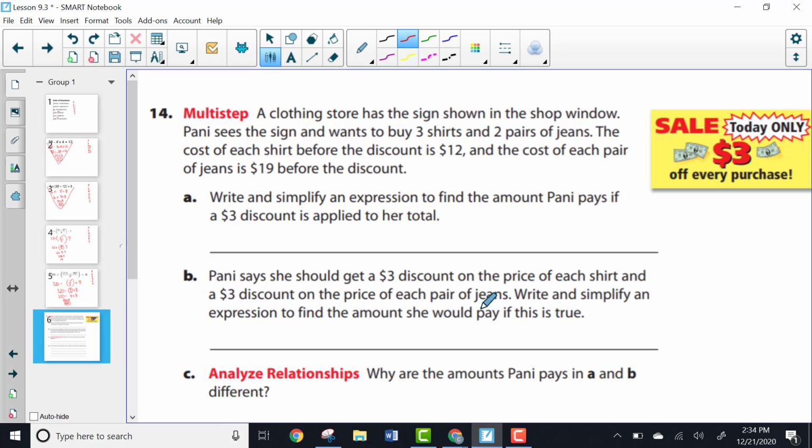Okay, so what we can see here is that we know that she wants to buy 3 shirts and 2 pairs of jeans. Now each shirt costs $12.